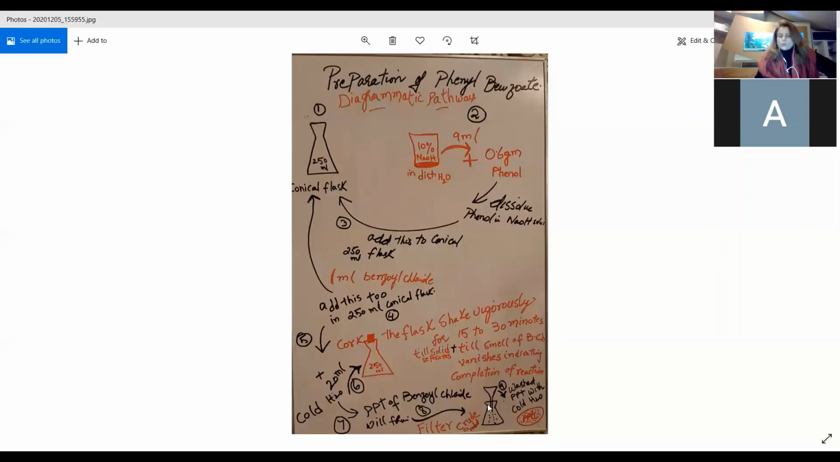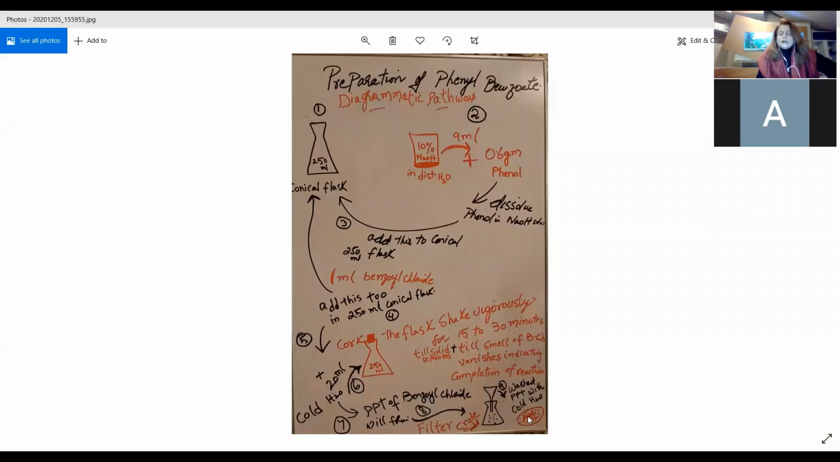You do not need any oven drying in this experiment, because this experiment never needed a heating source. It went on at room temperature. So this was one of the points you need to remember. This was the diagrammatic pathway I just shared, right? So in the end, after washing, you have to filter it off, and then you are going to wash the precipitates with cold water.